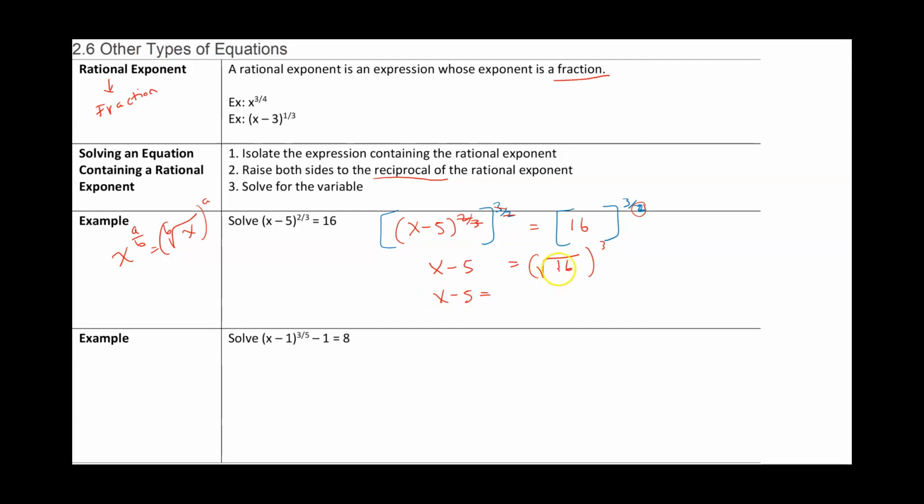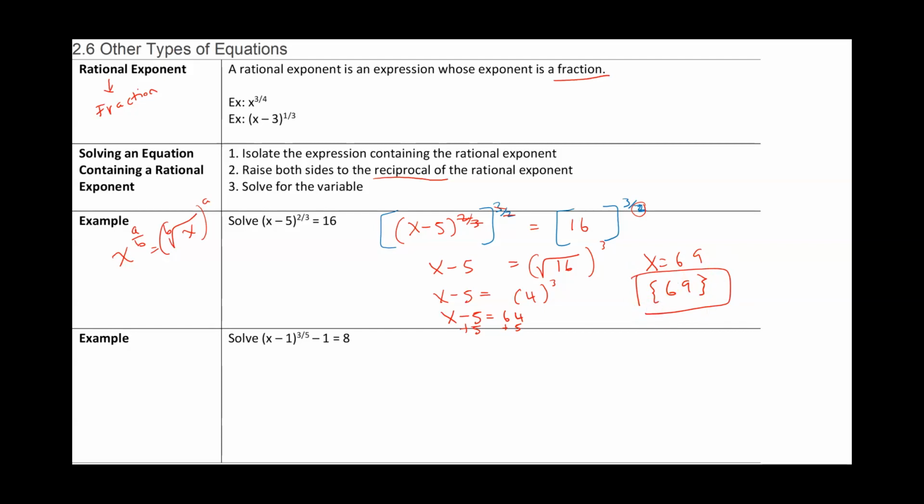Now, square root of 16 is 4, and 4 raised to the 3rd power is 4 times 4 times 4, which is 64. So we have x minus 5 equals 64. And if we add 5 to both sides, our answer becomes x equals 69. And in set notation, we can write it like this.